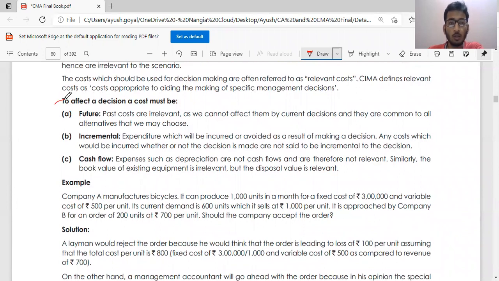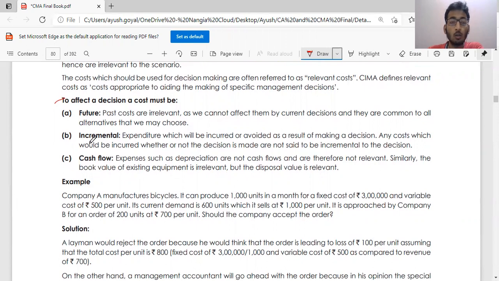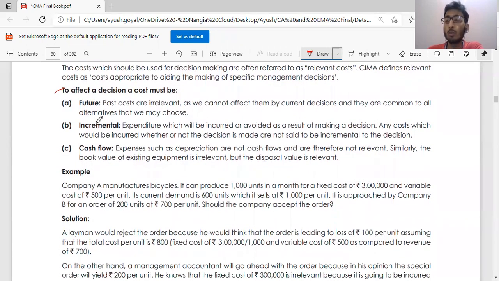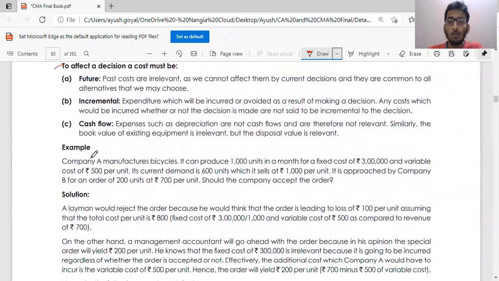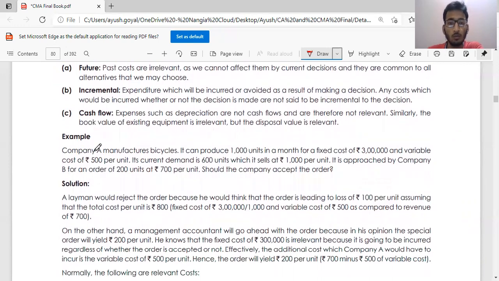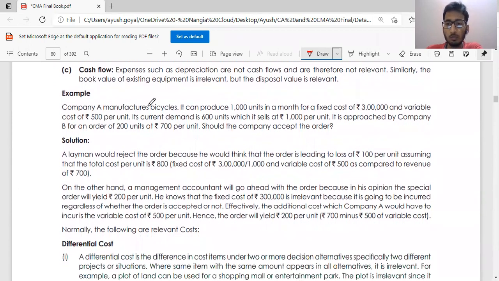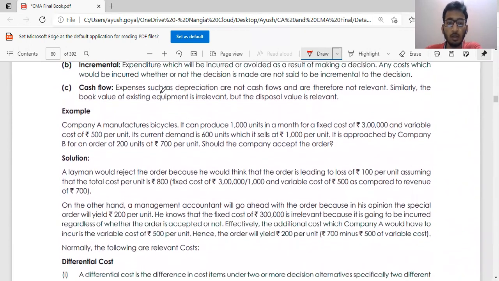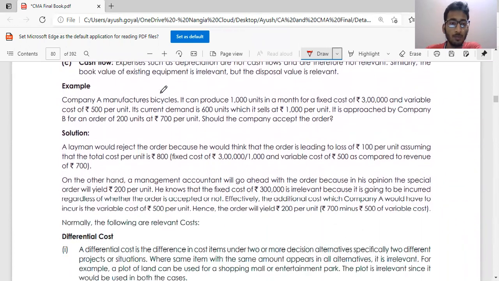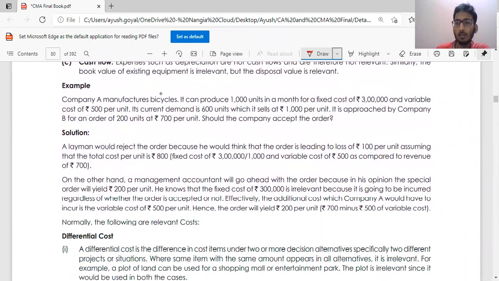These are some of the definitions. I can say relevant cost, which is given to us, should be future cost, it should be incremental cost, and should affect the cash flow or not affect the cash flow, whatever that is. So these things are given to us. I don't think we need to read it, because we have already understood these things. Now just see the example. Let's see it once.